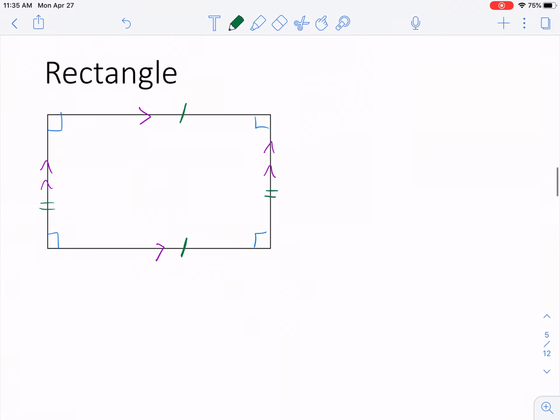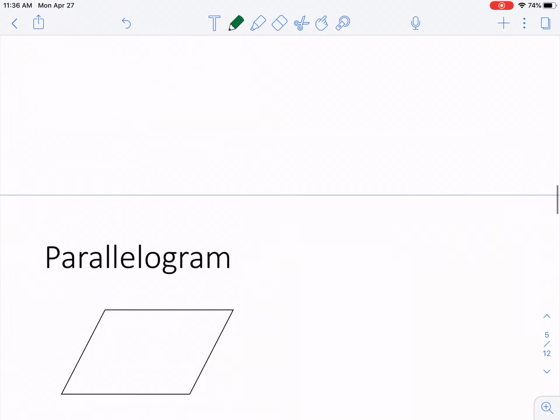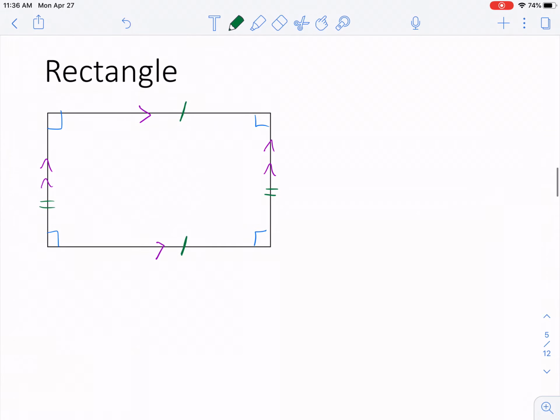Exactly. So rectangle is a broader type of our quadrilateral. It's broader than square. Square is really, really specific because all 4 sides have to be the same. And all of the same things that are true about rectangles also have to be true in squares as well. So I really didn't have any example problems for squares.